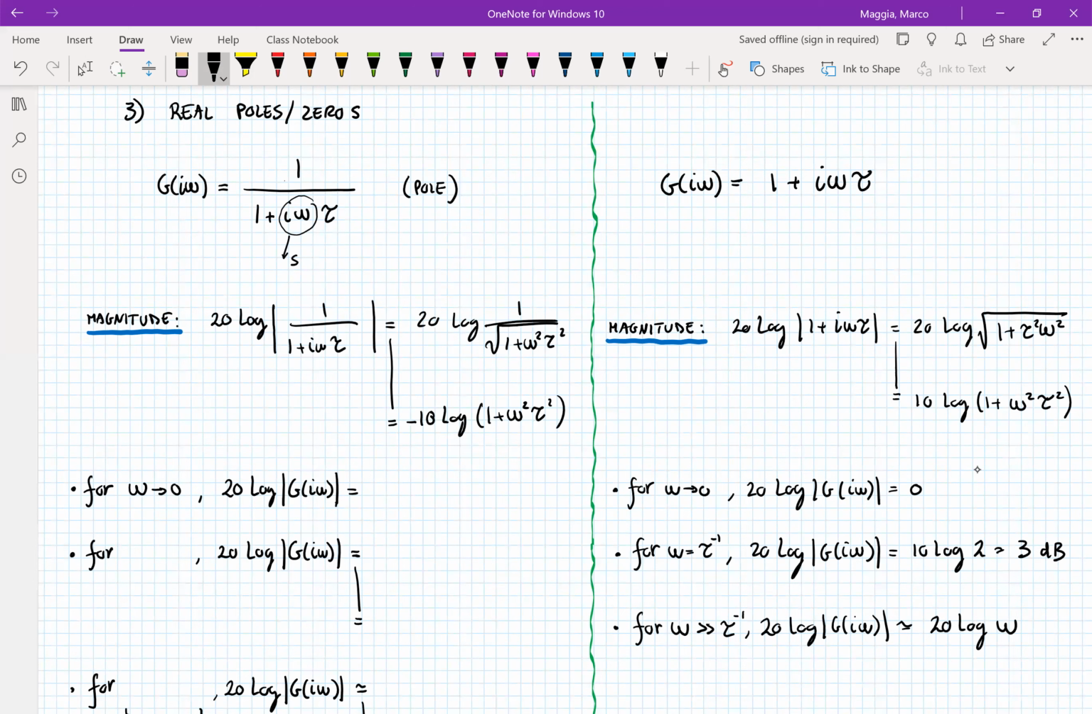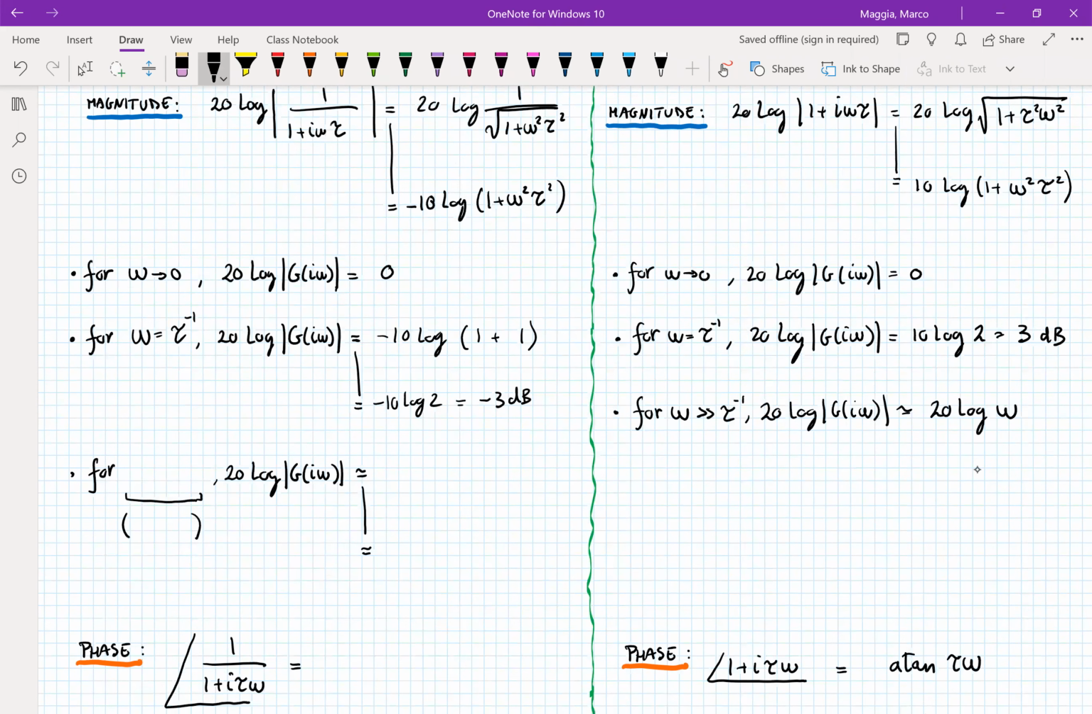So for omega that tends to 0, then 20 logarithm of the magnitude tends to 0 because it tends to actually minus 10 logarithm of 1. Logarithm of 1 is 0, therefore it starts at 0 for very low frequencies. Then when the frequency matches exactly the critical frequency of this real pole, in other words, by substituting omega with 1 over tau, we have that our function becomes minus 10 logarithm of 1 plus 1. So we have minus 10 logarithm of 2, which is about minus 3 decibels. So at the cutoff frequency corresponding to a real pole, the magnitude is minus 3 decibels.